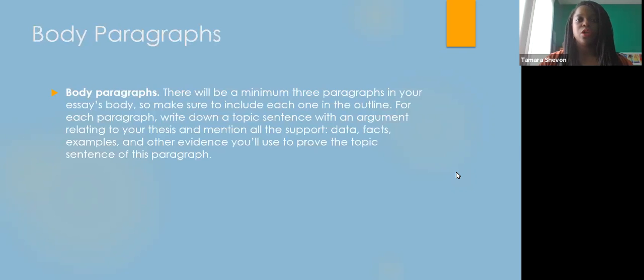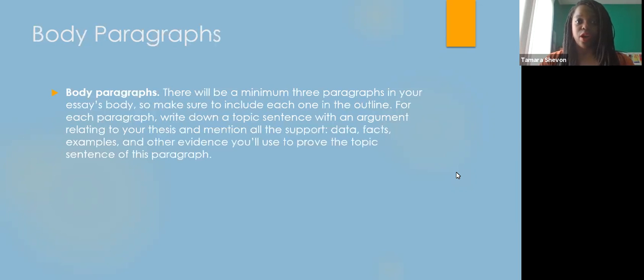Body paragraphs. There will be a minimum of 3 paragraphs in your essay's body. You can have more paragraphs, but a minimum of 3. You need to make sure you include each one in the outline. Essay outlines are really important because they help you structure what you're going to be writing about before you start actually writing your essay.